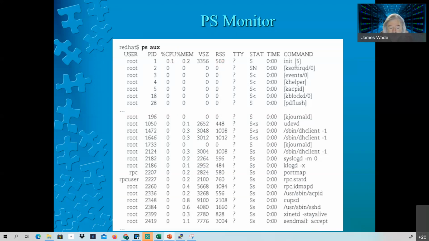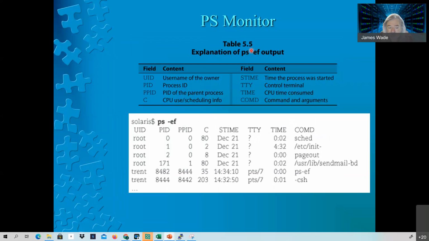Another one we can do, a couple more attributes, is PS -ef. Notice the output is slightly different. You have the user ID, the process ID, parent process ID, the CPU use, okay? And by the way, this isn't percentage of CPU usage, because look, 203. From a perspective, you're looking at who's using the most CPU time. In this case, it is Trent over here at 203. And then you have the time the process was started. You have the control terminal, the CPU time consumed.